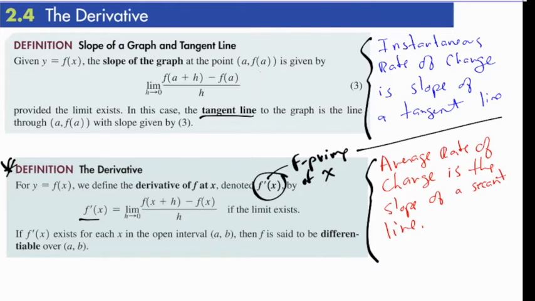So the difference between the definition at the top and bottom is we have a constant a going in place of x for the top definition. We're getting a real number as our final result. And the bottom definition, we're going to leave the variable x in there, and we're going to get a function as our result. It says if f prime exists for each x in the open interval ab, then f is said to be differentiable over ab, but we want to identify f prime of x as a new function.